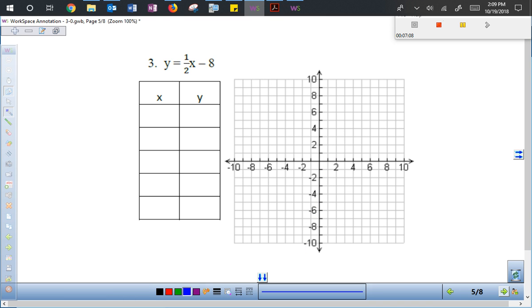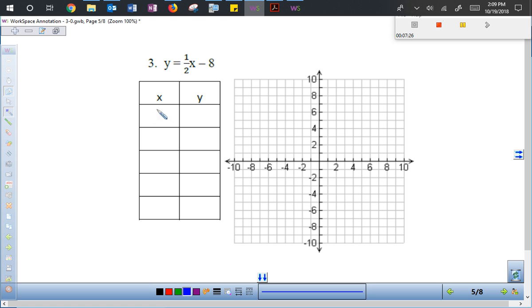Now on number 3, that's where things are a little bit different. On number 3, if you'll notice, we have a fraction involved. Now fractions can make things a little bit trickier to deal with because that's going to sometimes give us fractions as a result. To avoid that, we're going to change what x values we substitute in. That way we only get integers as our results.